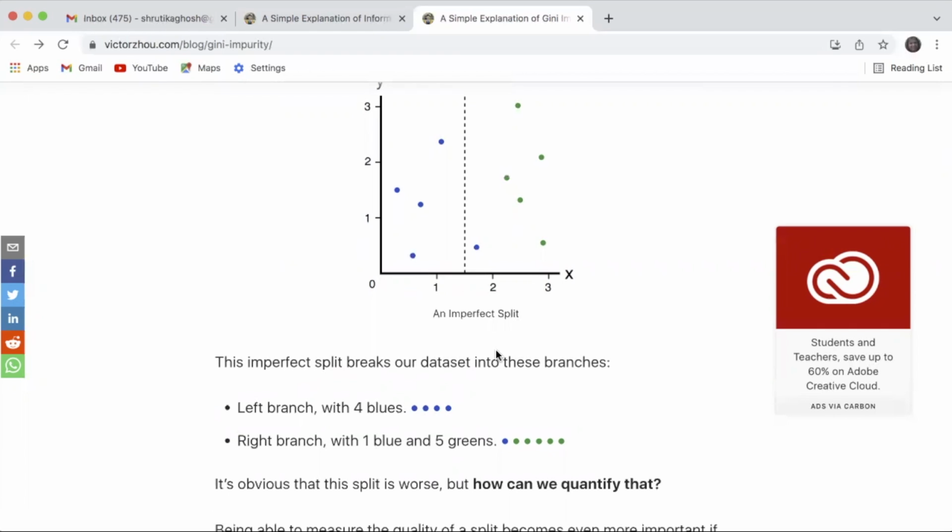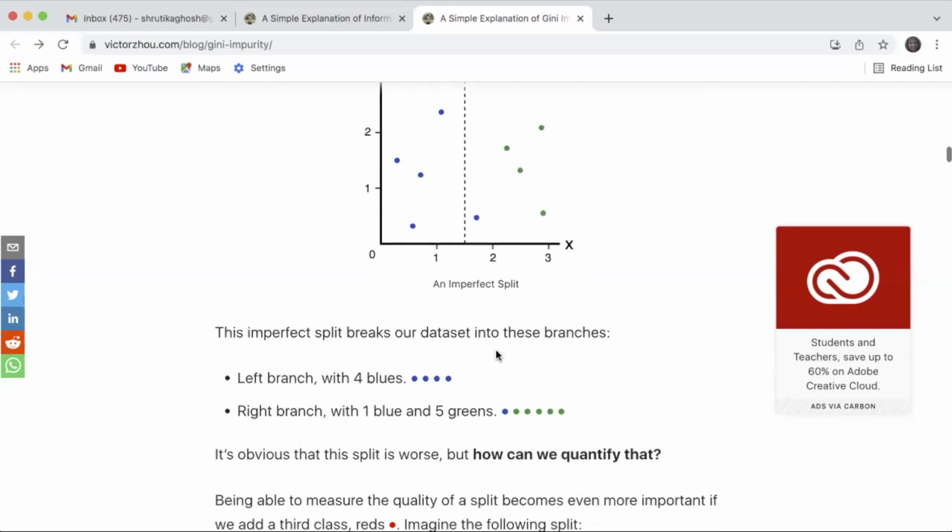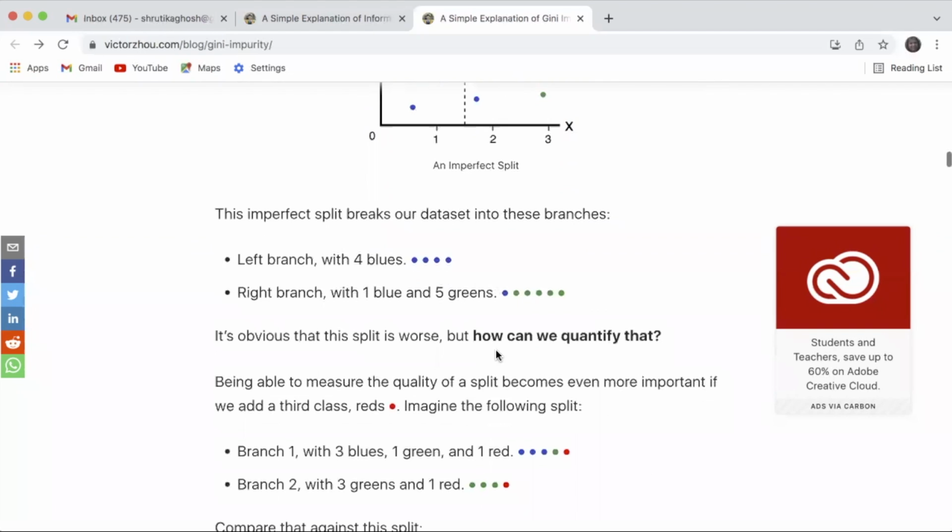This time we had only around 10 rows and only 2 classes. But what if there are more rows and more classes? What if there are some more red, purple, and orange balls also? Then it will be very difficult to decide which is the perfect split, or if we are not getting a perfect split, then which is the best split. So in order to quantify it, we have these terms: Gini index or Gini impurity.